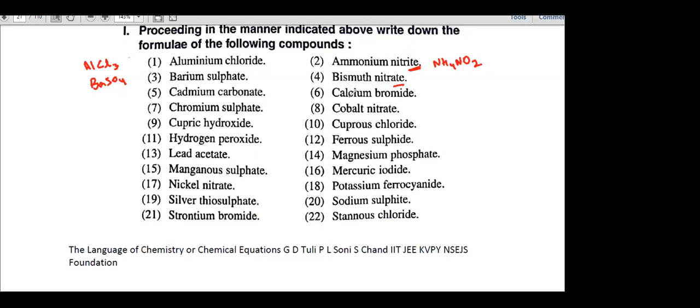Next, Shreya, tell me, bismuth nitrate. Yes, sir. Bi, in bracket NO3, 3. It is nitrate. Bi, in bracket NO3, sir. Then what would be the valency of Bi? Sir, 3.